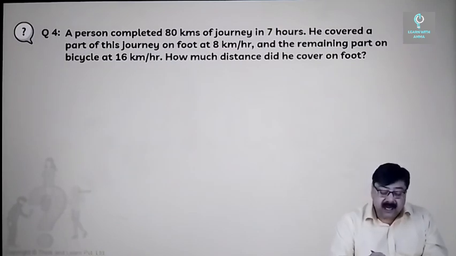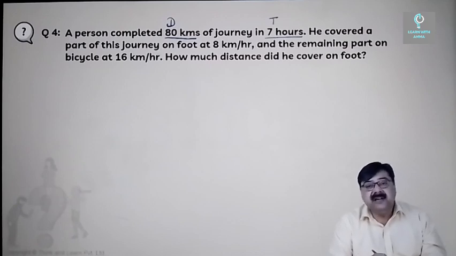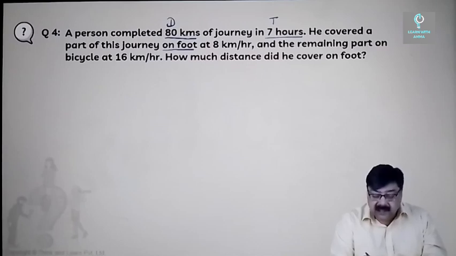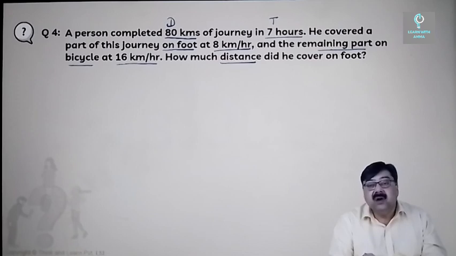Next question. A person completed 80 kilometers of journey in 7 hours. Now the distance is given to us as 80 and time is also mentioned as 7 hours. Now he covered a part of his journey on foot at 8 kilometers per hour and the remaining part on bicycle at 16 kilometers per hour. So how much distance did he cover on foot?